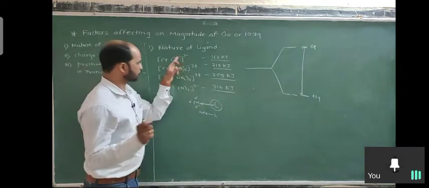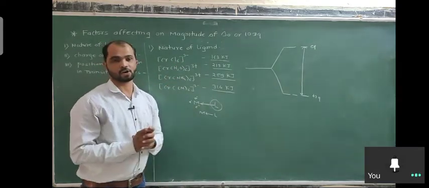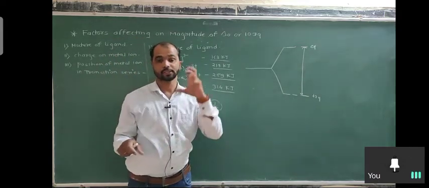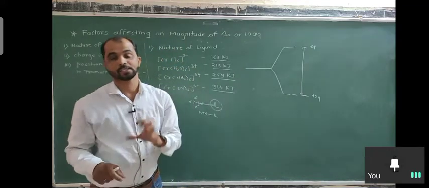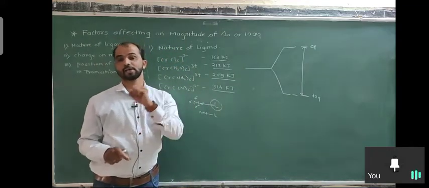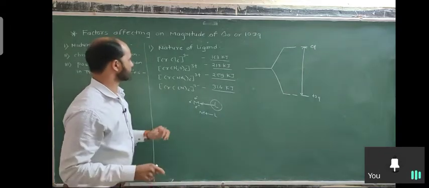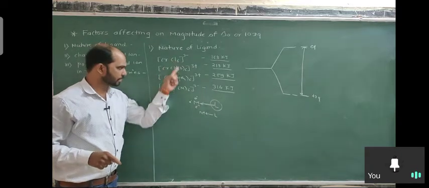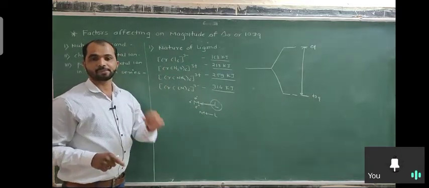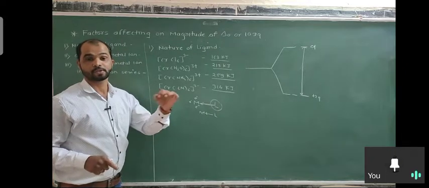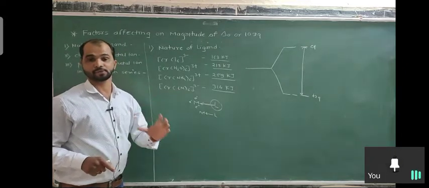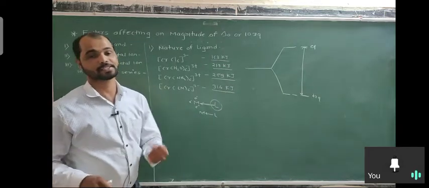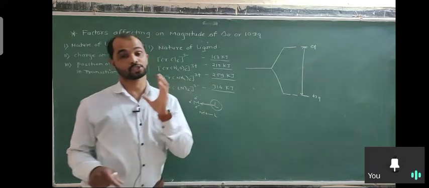So the nature of ligands is predicted, or all the ligands are arranged in a particular series according to their strength, and the series is called the spectrochemical series. That means if we consider the same metal and the same oxidation state, we just replace the ligands. Every ligand has a different tendency of absorption of light, showing a different absorption band. So those ligands which show a higher absorption band are considered stronger ligands.